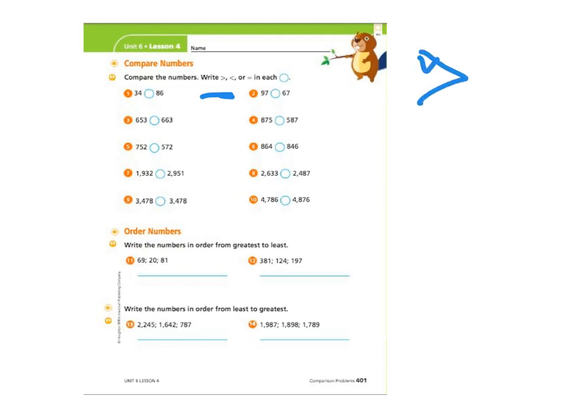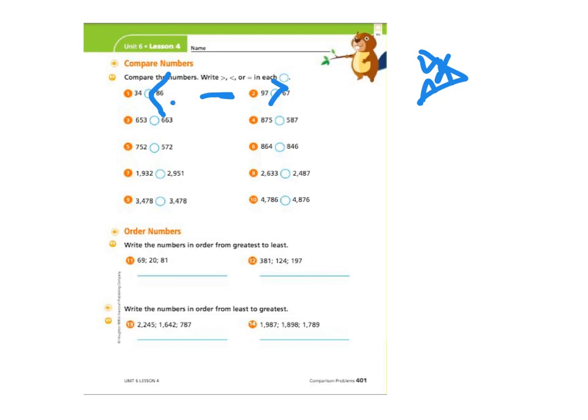I think we talked about that when you're little. The alligator, if that's his mouth and those are his teeth, he wants to eat the bigger one. So it's getting used to putting in those comparisons. So 34 is less than 86. 97 is greater than 67.